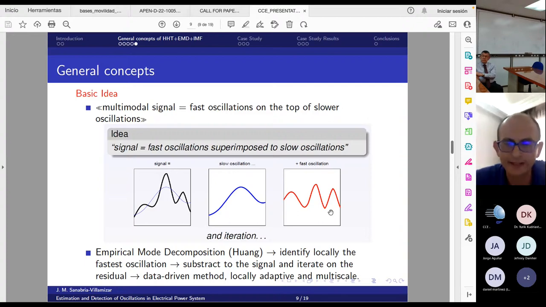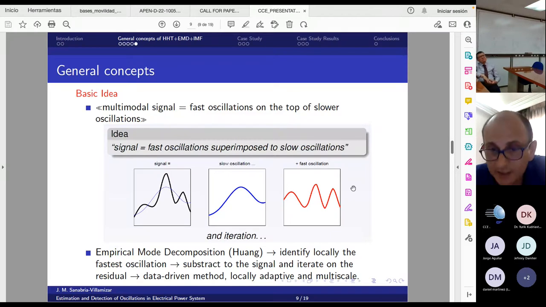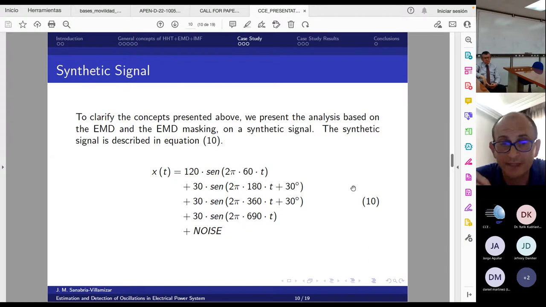Again, we have here the basic idea of empirical mode decomposition, which is to identify locally the fastest oscillation, and after identifying this fastest oscillation, subtract it from the signal and iterate on the residual. It's a data-driven method that is locally adapting, multi-scale. And this is another good component, no? That it is possible to adapt locally to the method, okay?